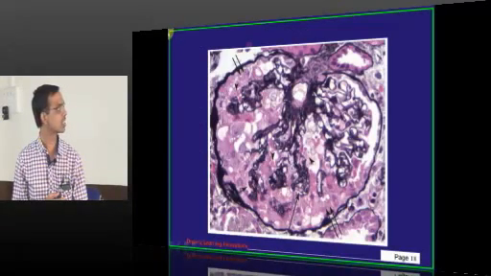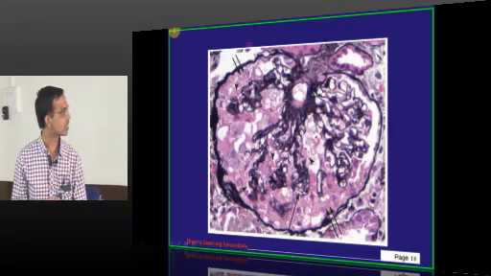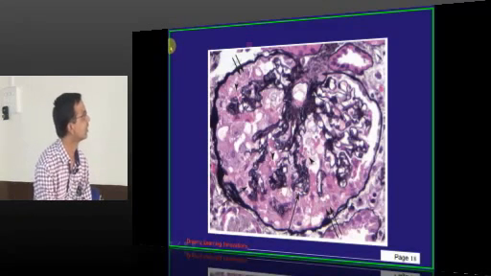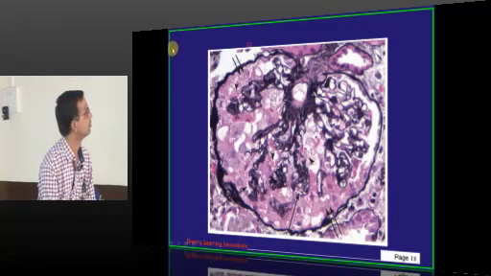Shall we move on? So this is a picture which shows collapse. This is the glomerular tuft.